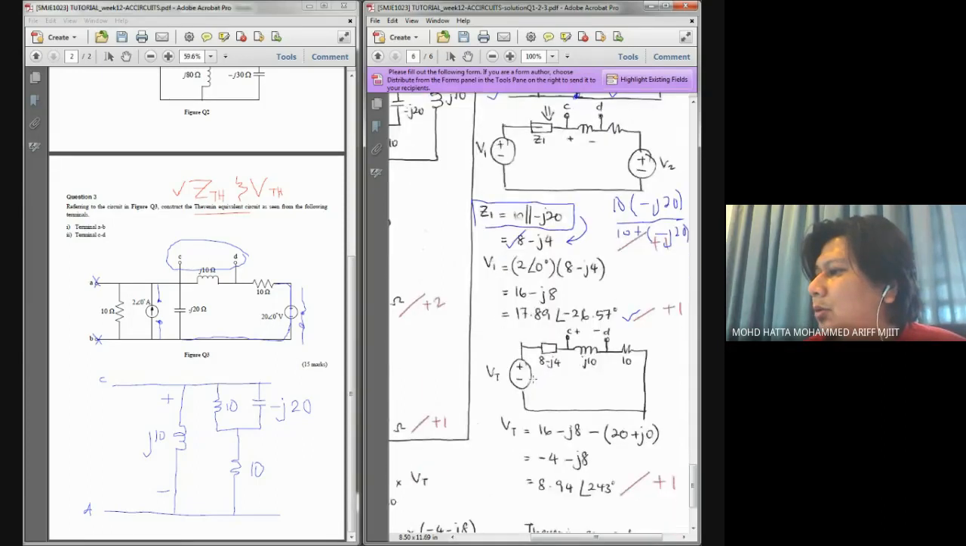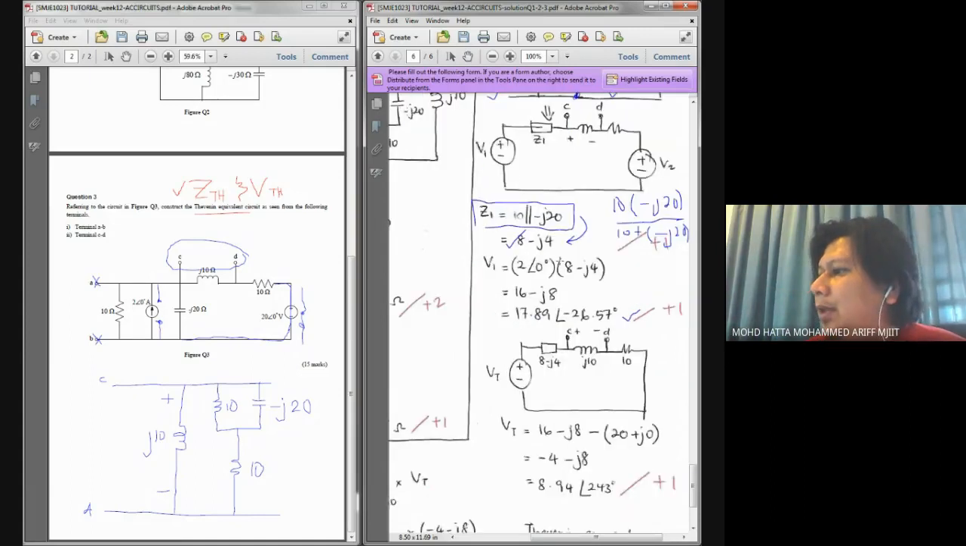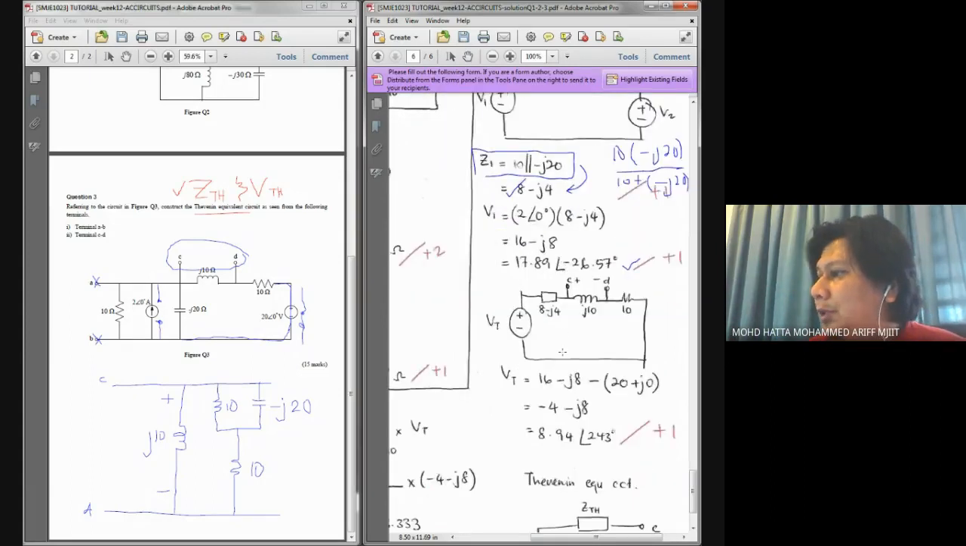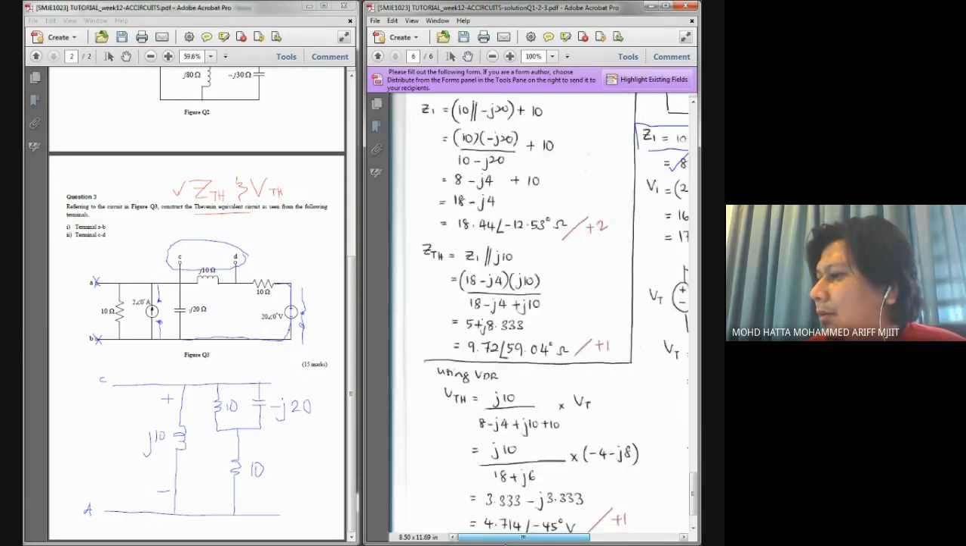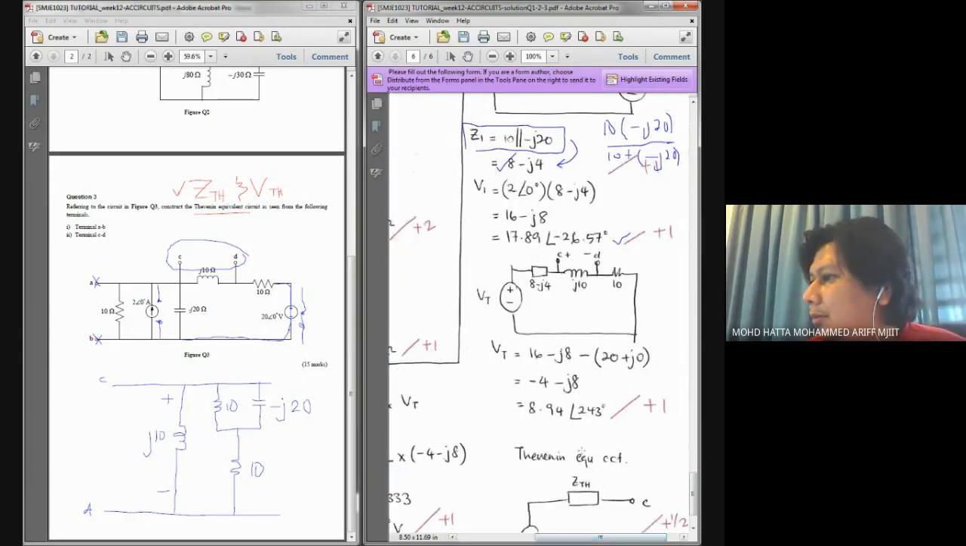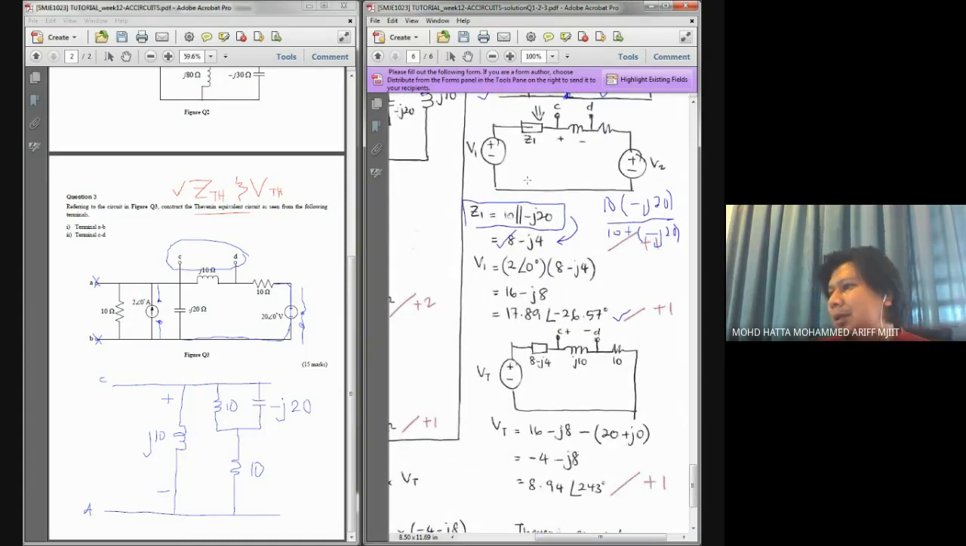And to analyze the voltage across this part, as I mentioned earlier, I use several techniques. The first one is source transformation. The second one, I use superposition. If you look here, not superposition. Let's see. Oh, not superposition, because I combined these two together. All right.